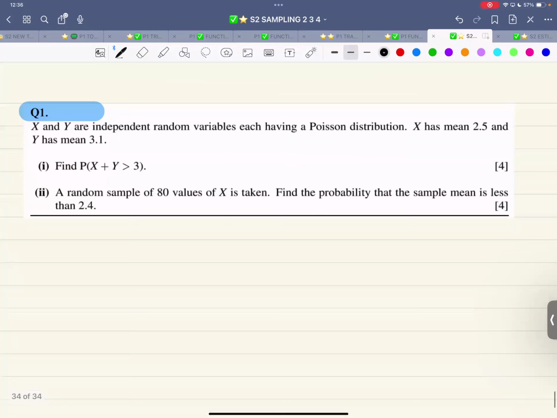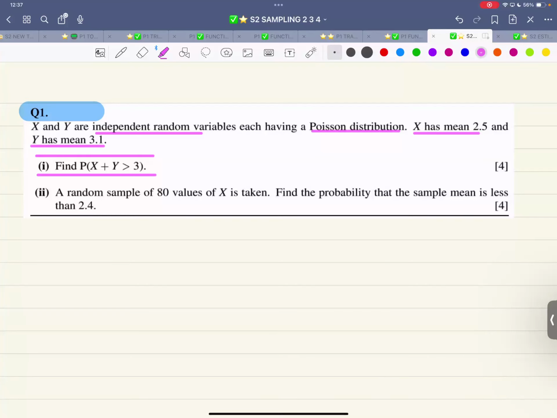Let's look at this question. The first part says x and y are independent random variables, each having a Poisson distribution. X has a mean 2.5, y has a mean 3.1. Find the probability x plus y is greater than 3. What is the first part about? X plus y, total. What is it about? Linear combination. Simply add the means. So the first part is about linear combination.